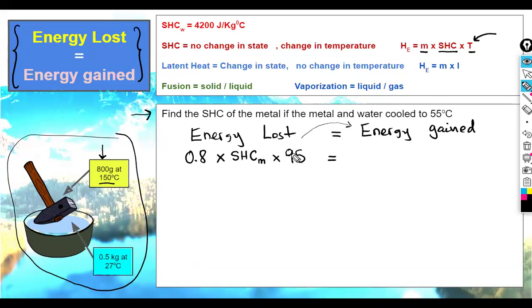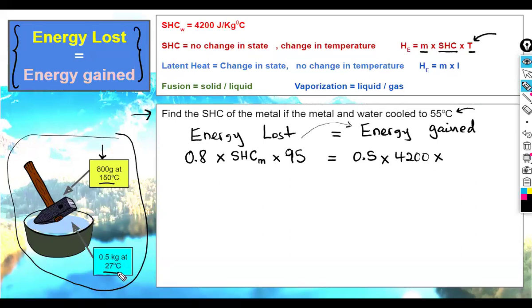The water. Whatever energy it gave up is going to be equal to the energy gained by the water. So let's find an expression for the water. Now the water, there's no change in state. It started off as liquid water at 27 degrees Celsius, and it only rose to what? 55. So it's still going to be liquid water, so it's the red formula. The mass of the water is 0.5 kilograms. I have it written here. The specific heat capacity of water is 4,200.